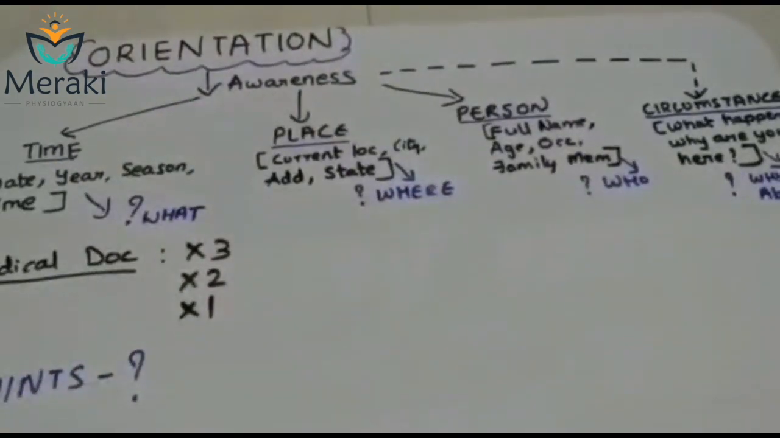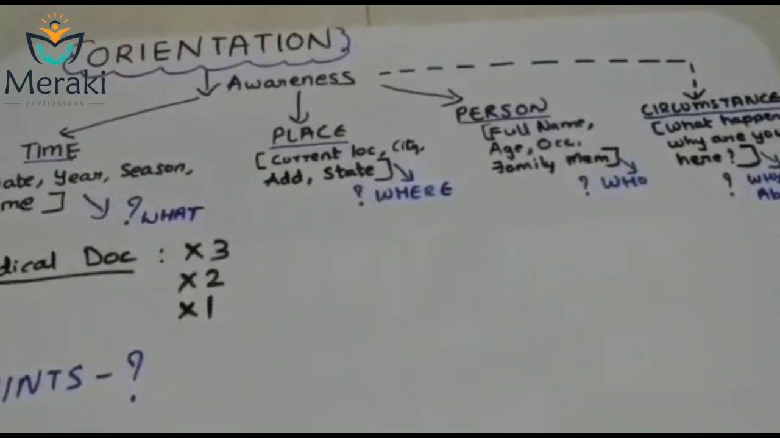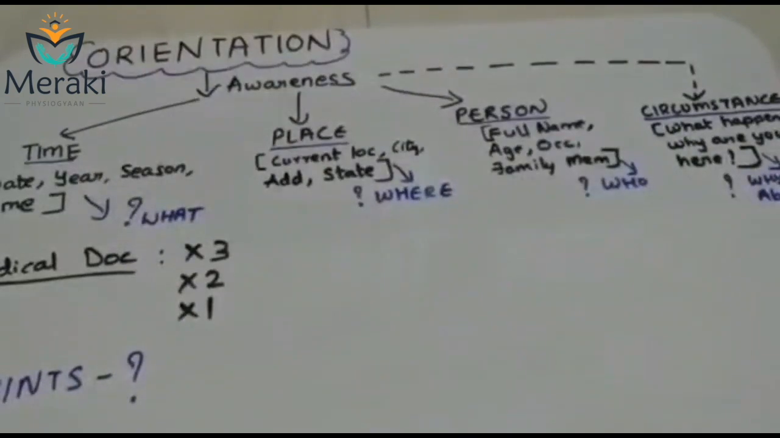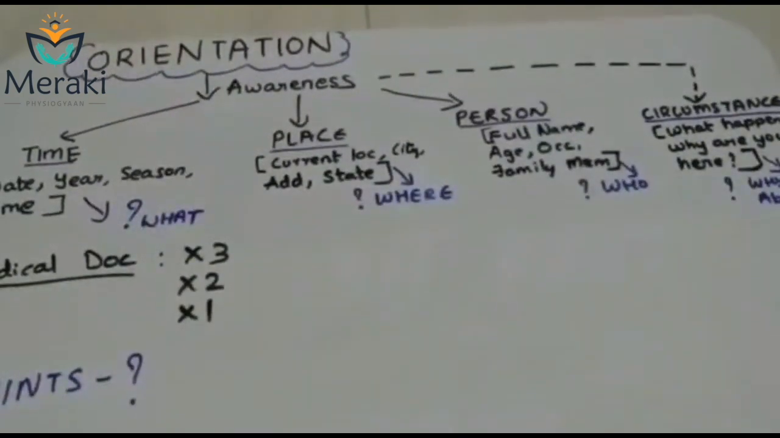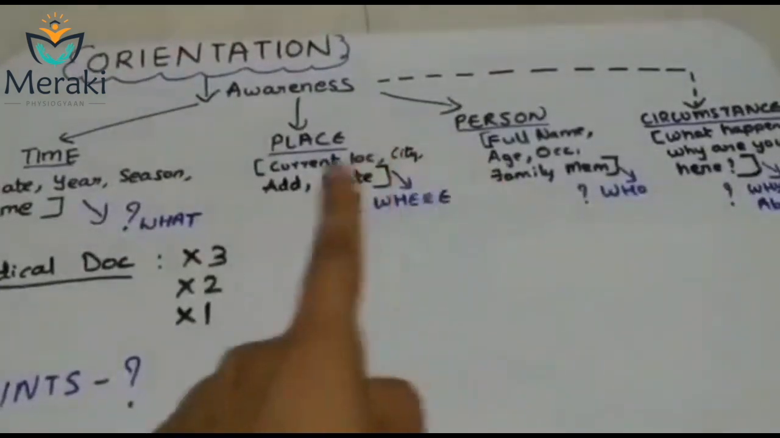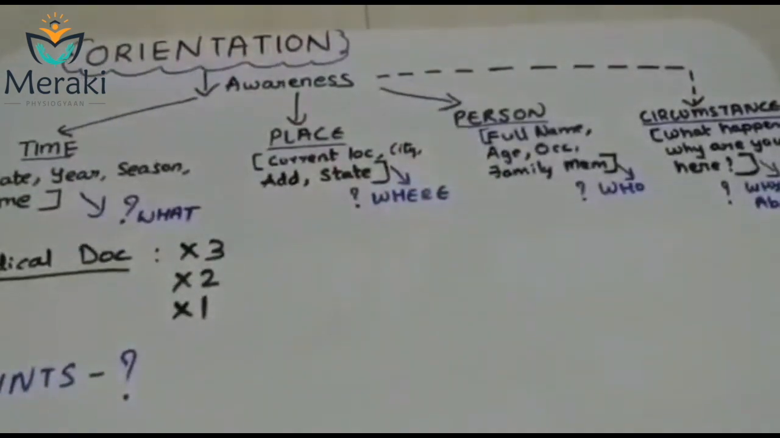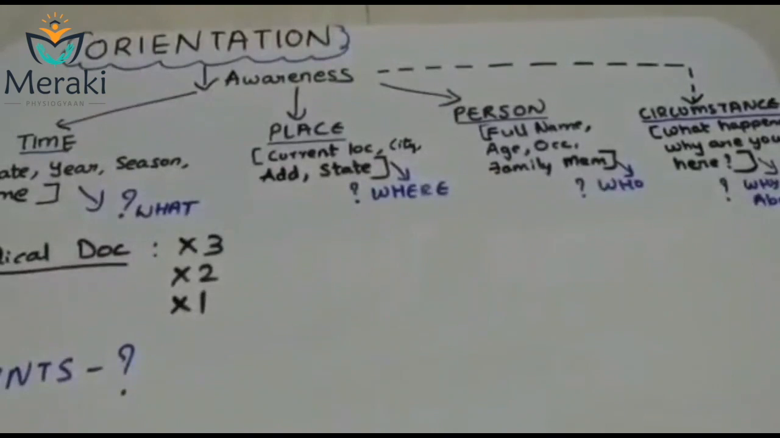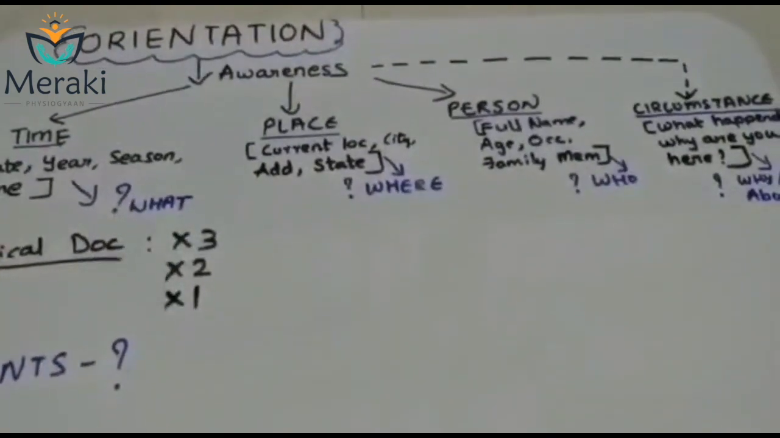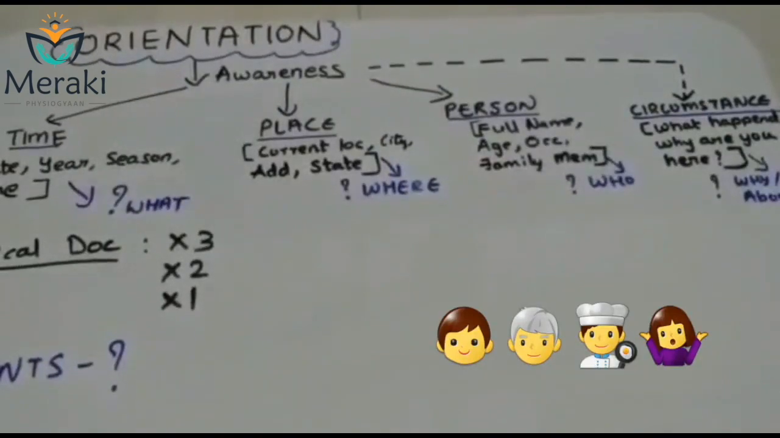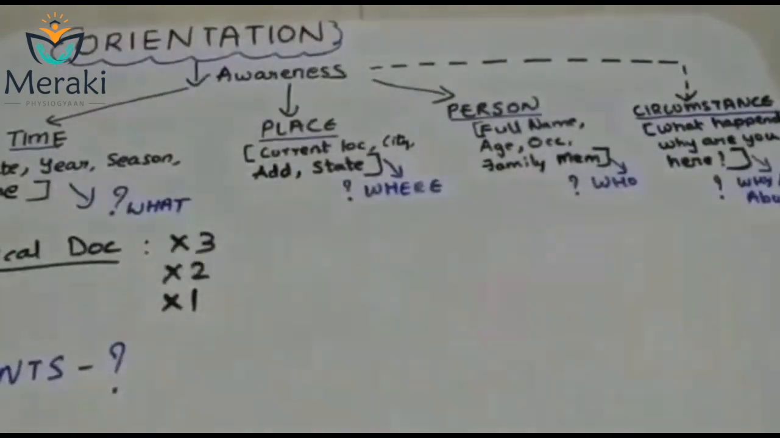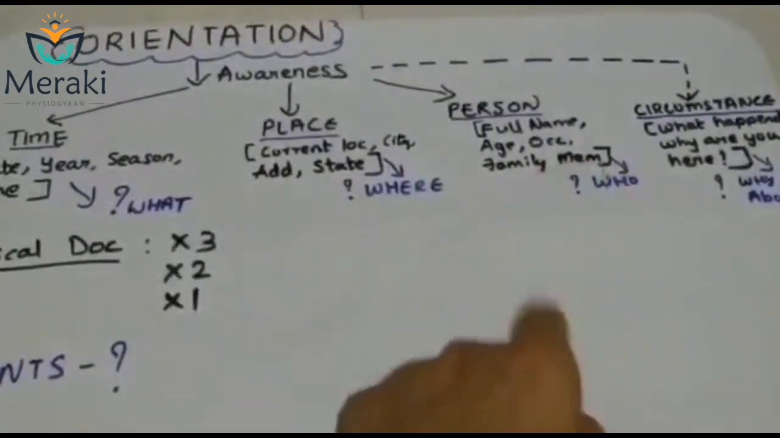In terms of orientation to place, we check whether the patient is oriented, whether he is in a hospital or in a house setting, his current city, state, all the whereabouts questions. The next thing we assess is the orientation to person, whether he identifies himself with full name, age, occupation, and identifies his family members. So all the who questions.